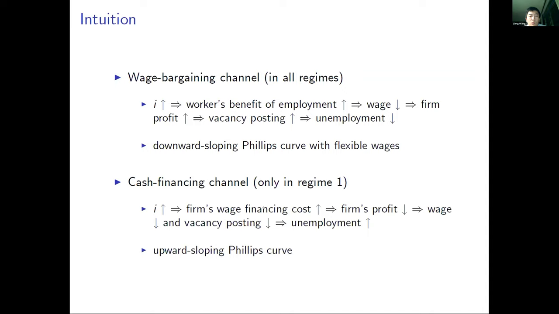As the cost of holding liquidity goes up, the firm's wage financing costs go up. But this only happens if the firm needs to carry both cash and credit to pay for the wage. That leads to lower profit for the firms. Through the bargaining problem, the wage is going to go down, and firms are going to post fewer vacancies. This leads to a higher unemployment rate, so this channel by itself implies an upward sloping Phillips curve. The two channels together give us the result that the unemployment rate can go either up or down when we're in the first regime, but in the second or third regime, the unemployment rate is going to go down.